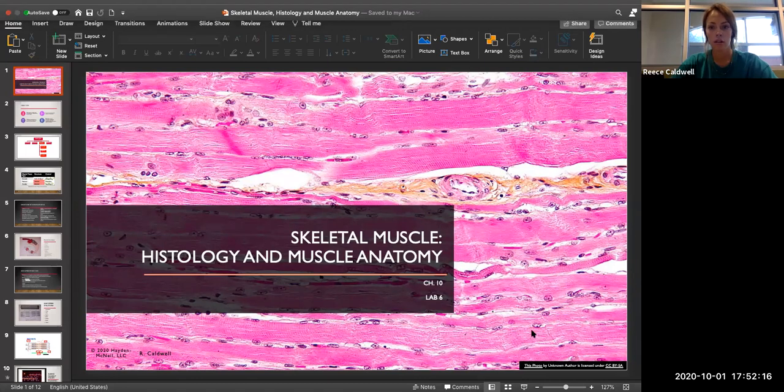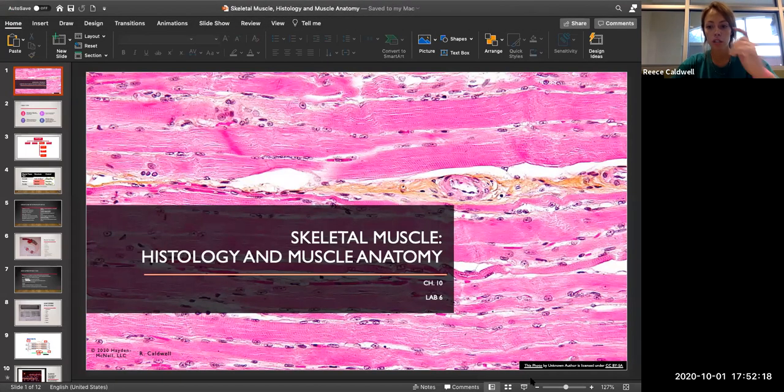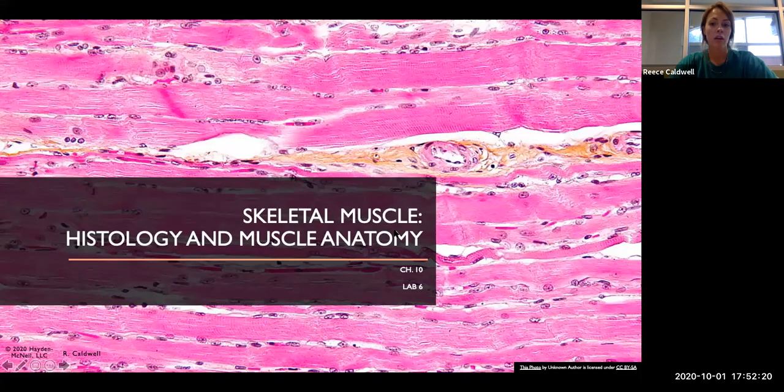So let me share my screen and put it in full screen. So this is chapter 10, getting into skeletal muscles, the histology and muscle anatomy. What we're going to learn today, you have to know this for the rest of your career. Exercise physiology, resistance training and conditioning, biomechanics, all look at this. So you do need to know this.